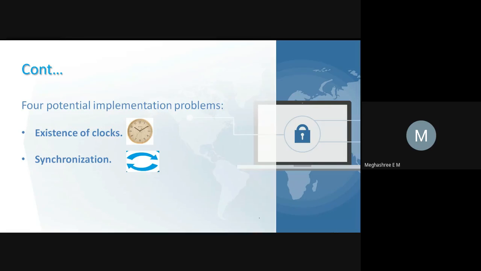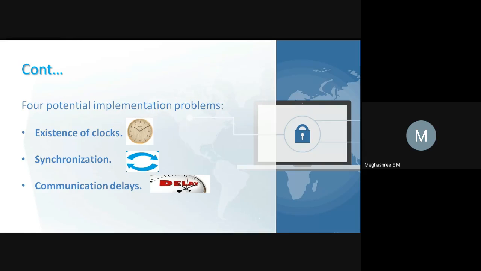Since numbers are involved here, both the parties should maintain the database of the latest sequence numbers, and that should be synchronized. That means the database should be up to date. Next problem that we discussed was communication delay, right?